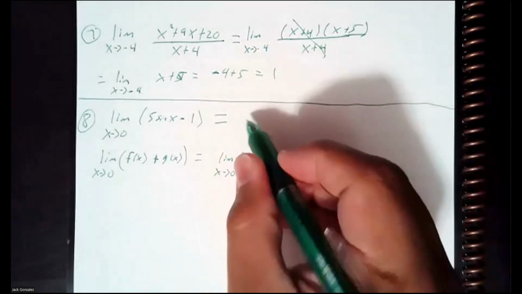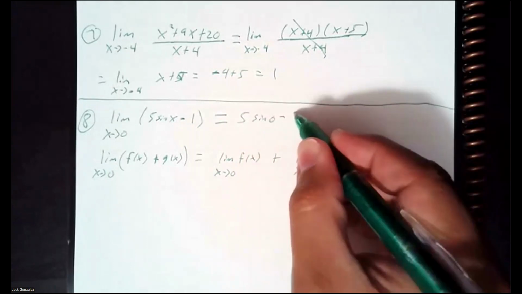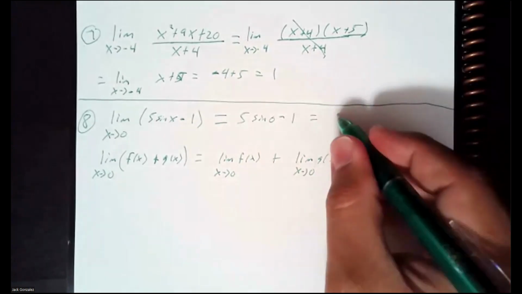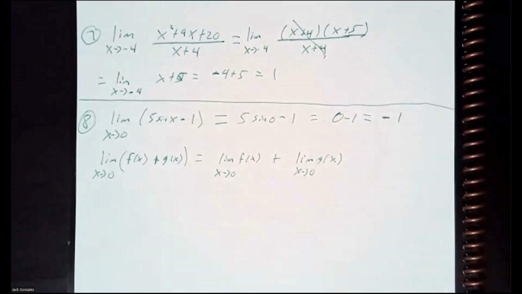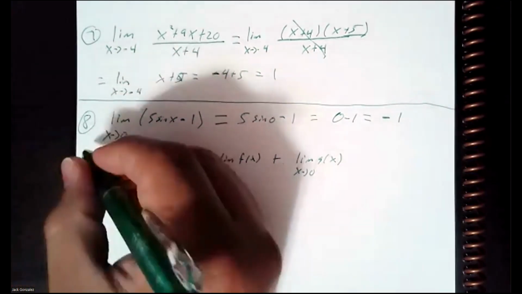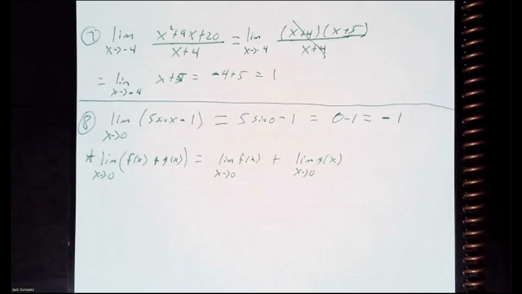If you take the limit, you would get 5 sine 0 minus 1. Sine of 0 is 0, so you get 0 minus 1, which is minus 1, right? So you could use this property if you wanted to, but in this case, it's not necessary. I don't think L'Hopital will be on this test.